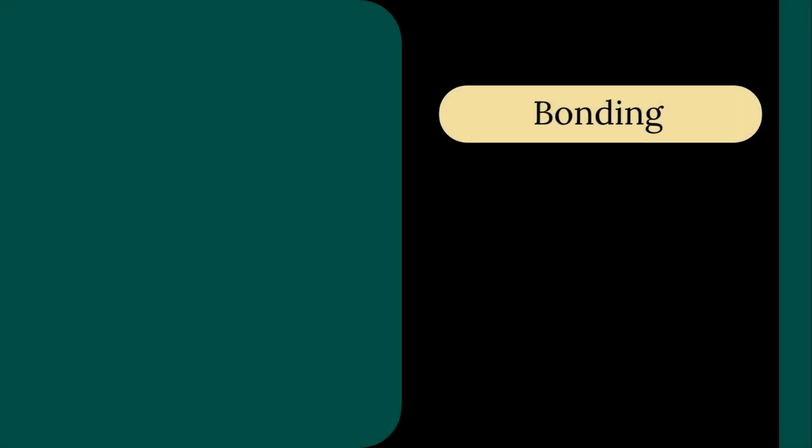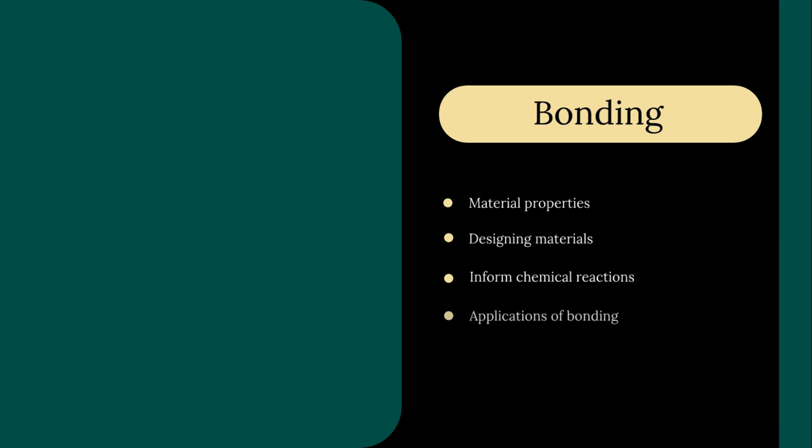Bonding knowledge applies to material science. It explains properties like strength and conductivity. Industries use this understanding for designing materials. Bonding insights inform chemical reactions and processes. Real-world applications rely on bonding principles.